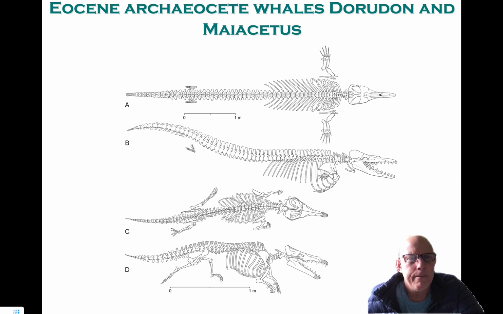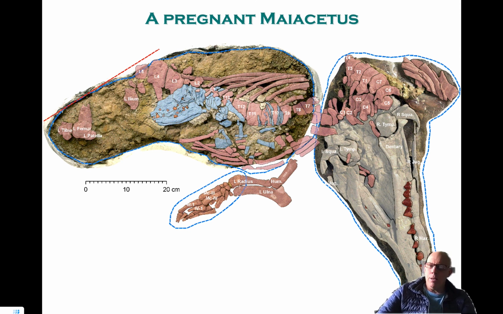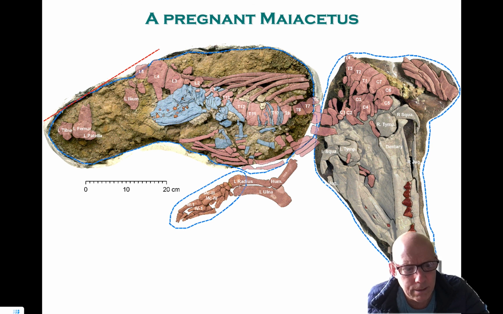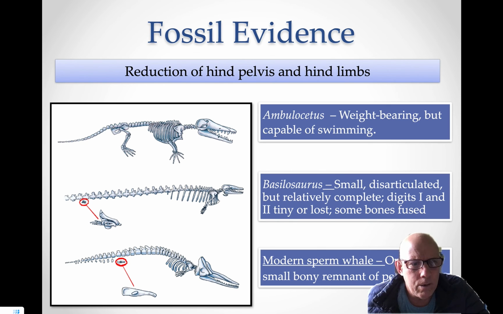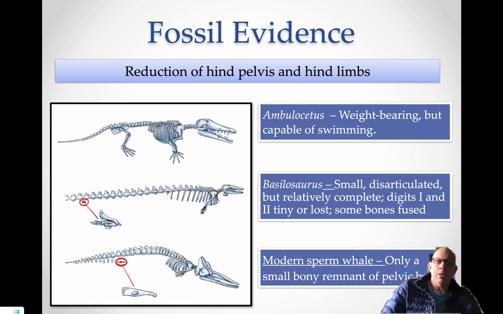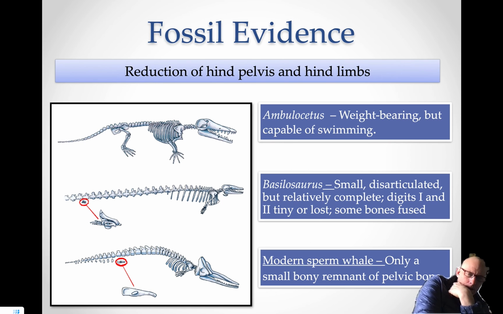And the final thing maybe that I thought you would find interesting was the direction of live birth. And what I mean by that is, do the babies come out head first or head last? Because modern-day whales, they come out head last. And this fossil is coming out head first. So let's see, what do I want to say here? Reduction of hind pelvis and hind limbs. So in Ambulocetus, it was weight bearing but capable of swimming. Basilosaurus: small, disarticulated but relatively complete digits, 1 and 2 tinier, lost, some bones fused, and then modern sperm whales, only a small bony remnant of the pelvic bone.